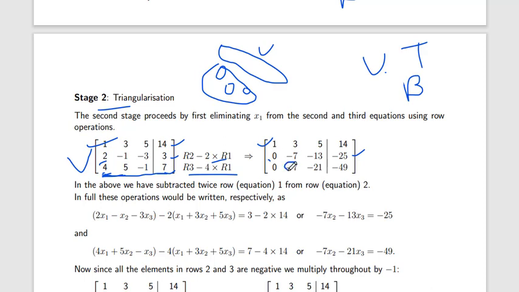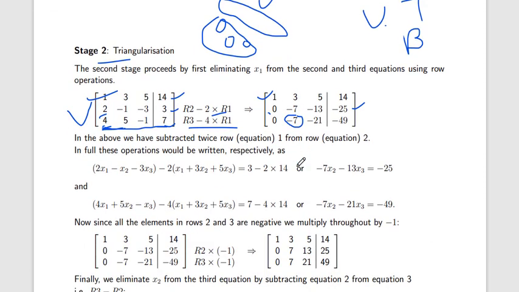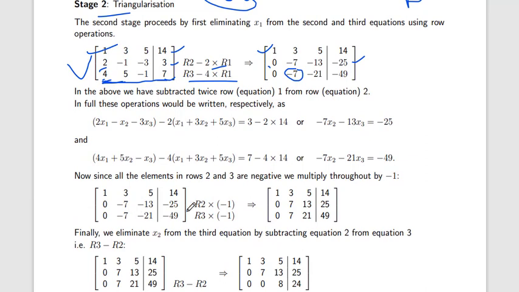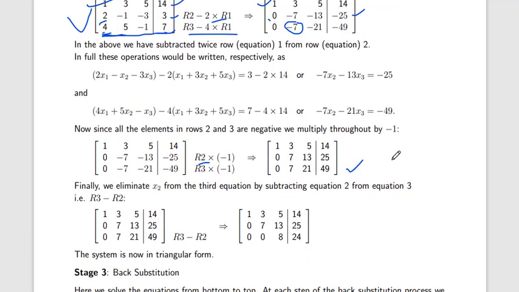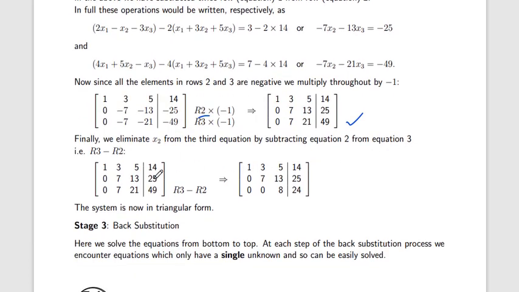So now we have to make this a 0. How do we do it? First of all, we take out the minus sign in both the second and third rows. So we have 7, 7, 13, 12, 21. How do we make this 7 a 0? If we subtract the second row from the third row, we will get 0. Okay, so here you can see that we now have an upper triangle matrix. These 3 elements are 0.